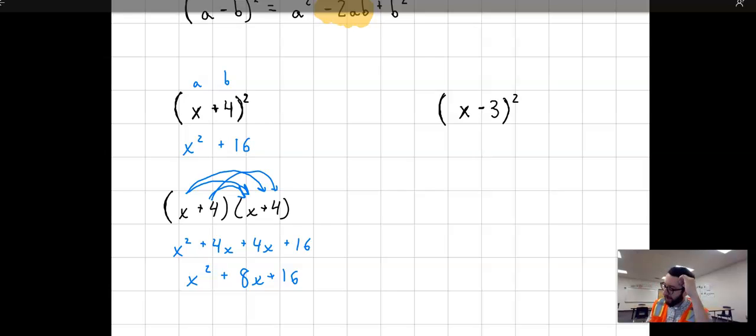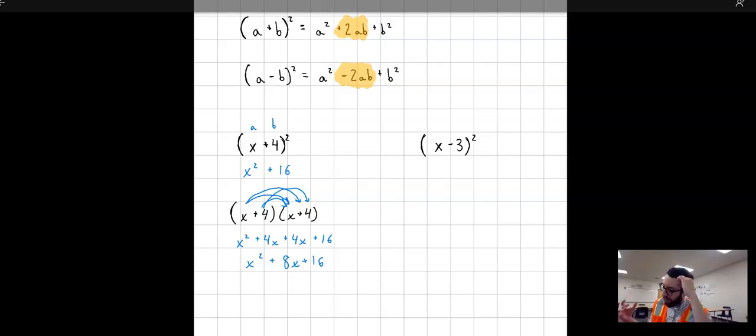By remembering this, it gives you a little bit of a shortcut. 2ab. Well, a is x and b is 4. x times 4 is 4x. And if I multiply that by 2, 4x times 2 is 8x. And so that's what this pattern is. It serves as a shortcut.